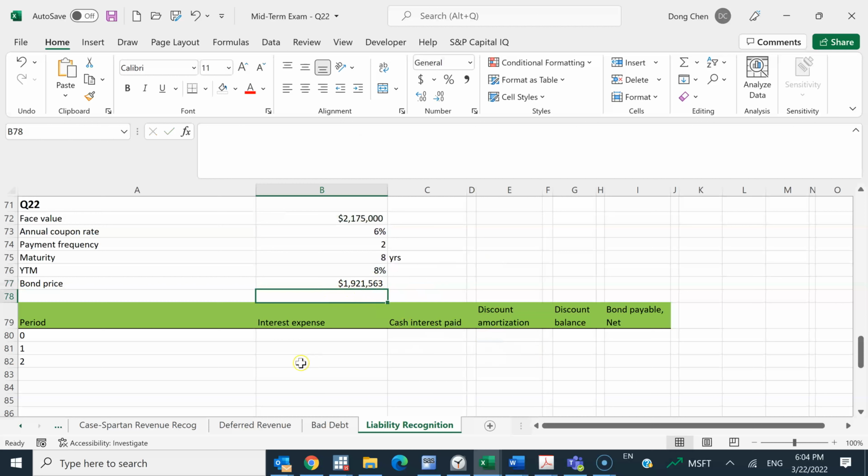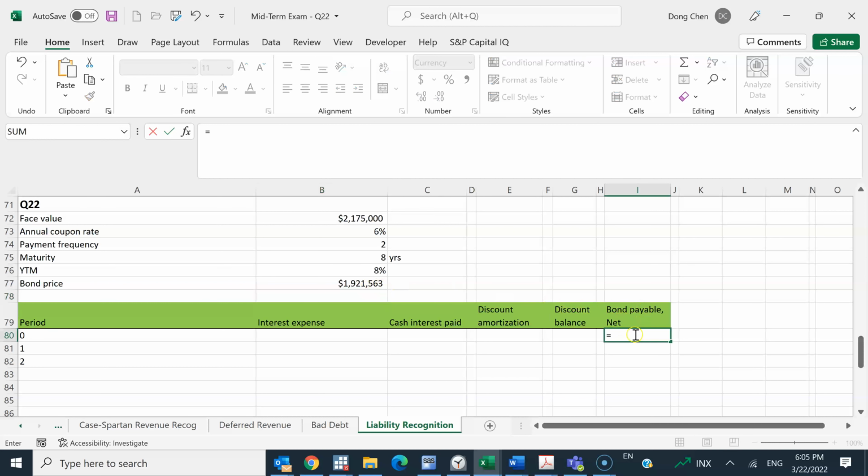But the question is asking for the second interest expense, right? But with this bond price calculated, now I can prepare the so-called amortization schedule for the discount bond. We know that as time goes by, the firm ultimately will pay this final face value to the lenders, or to the bondholders. But right now, the firm is only recording $1,921,563 into this bond payable.